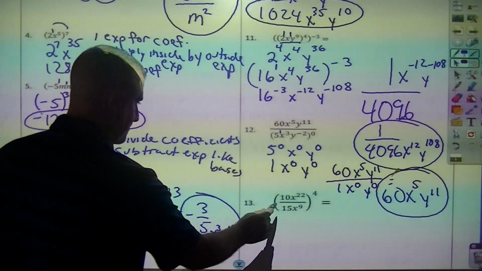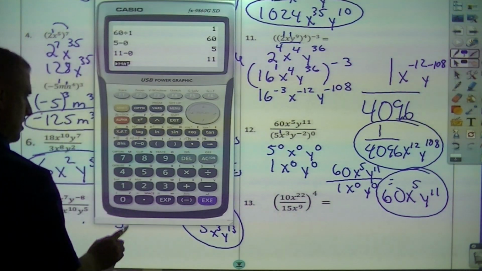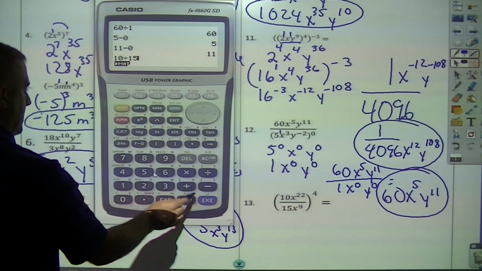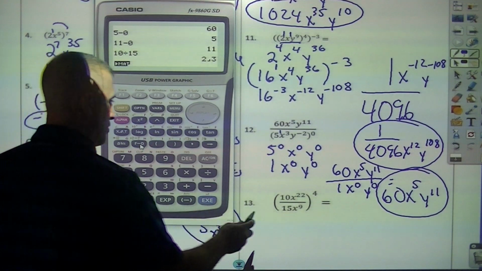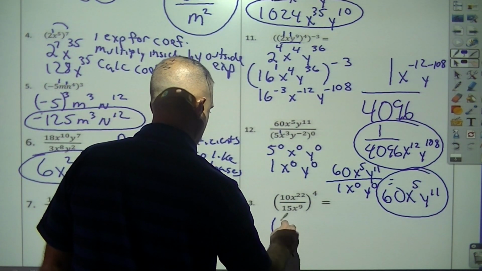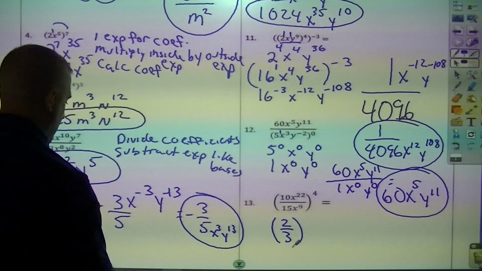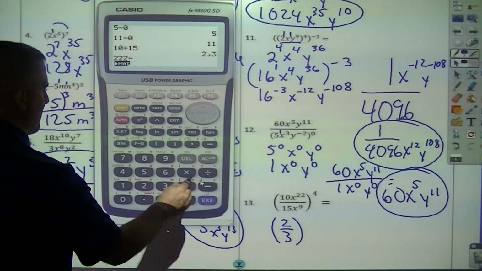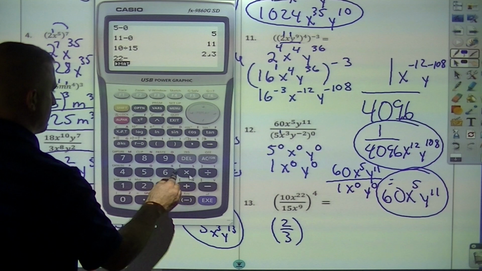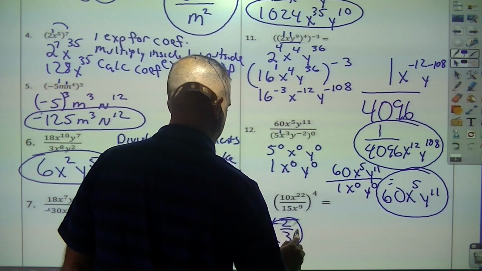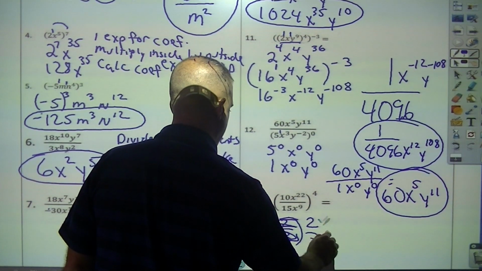Number 13. I am doing division here. So I'm going to do this inside part first. So 10 divided by 15 as a fraction would be 2/3. Okay? So I'm going to have 2/3 as a fraction. I would do 22 minus 9. I get x to the 13th power. Actually, don't put it like that. X to the 13th power.